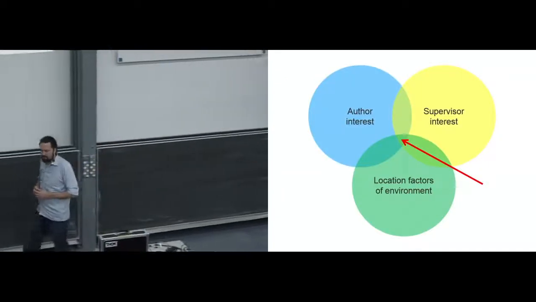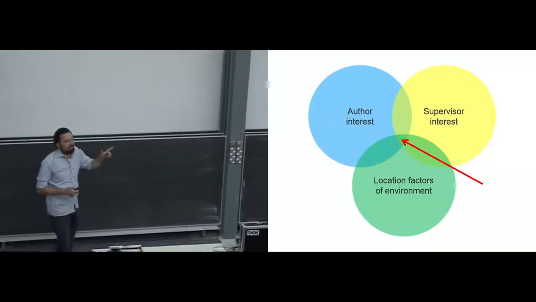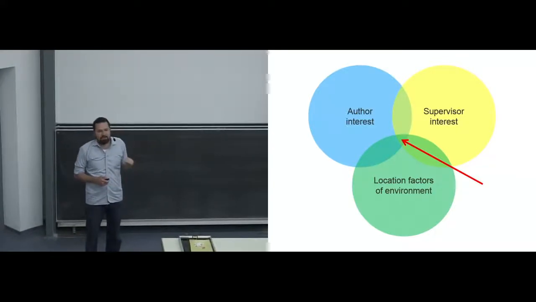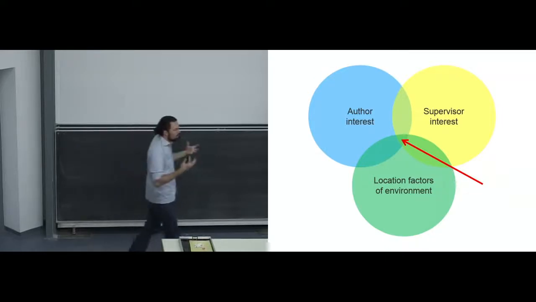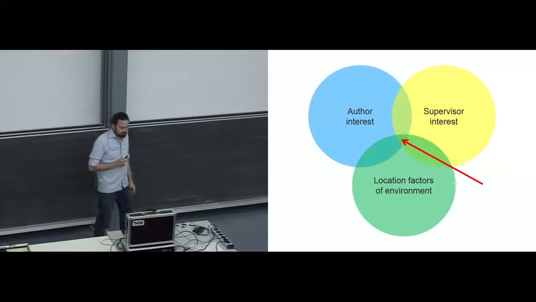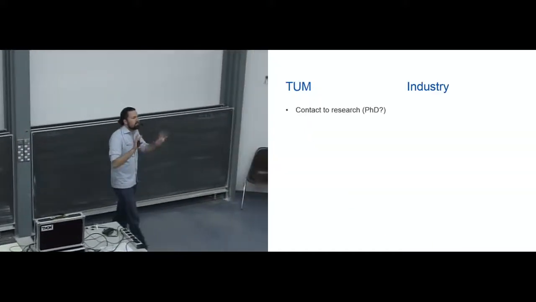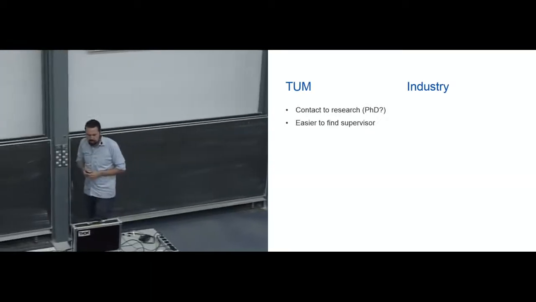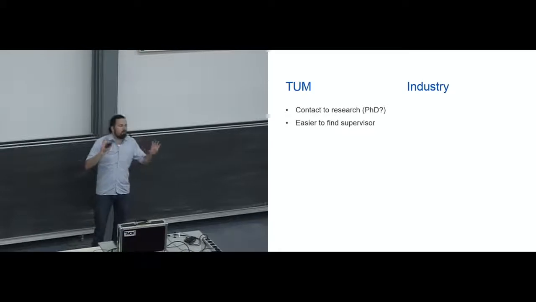So I've covered your own interest, the supervisor interest, and there's a third area which I want to cover, which is the location factors. Because for an ideal work environment, you are in the intersection of all three. And there's basically 2 different environments you can do your thesis in. The first one is an internal thesis at the university, and it's not better or worse to do it in one or the other environment. Both environments have advantages, but it's important that the properties of the environment match the requirements of the thesis.